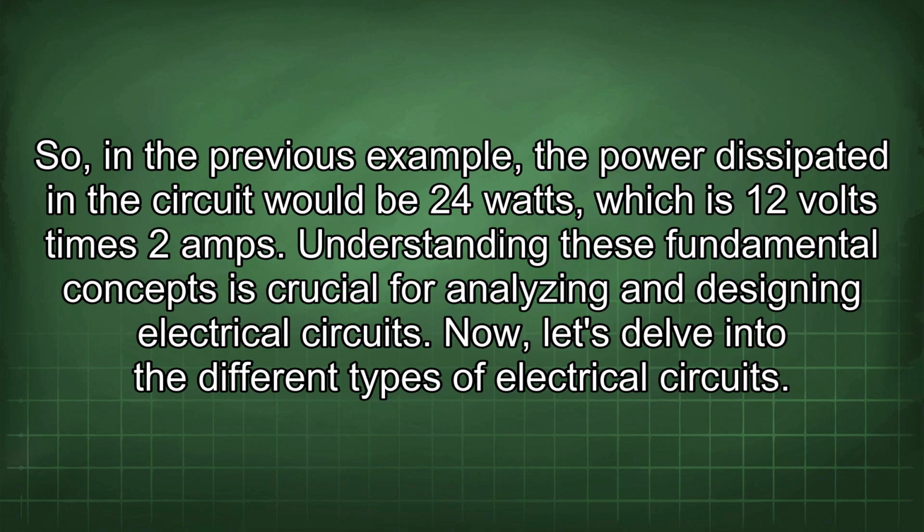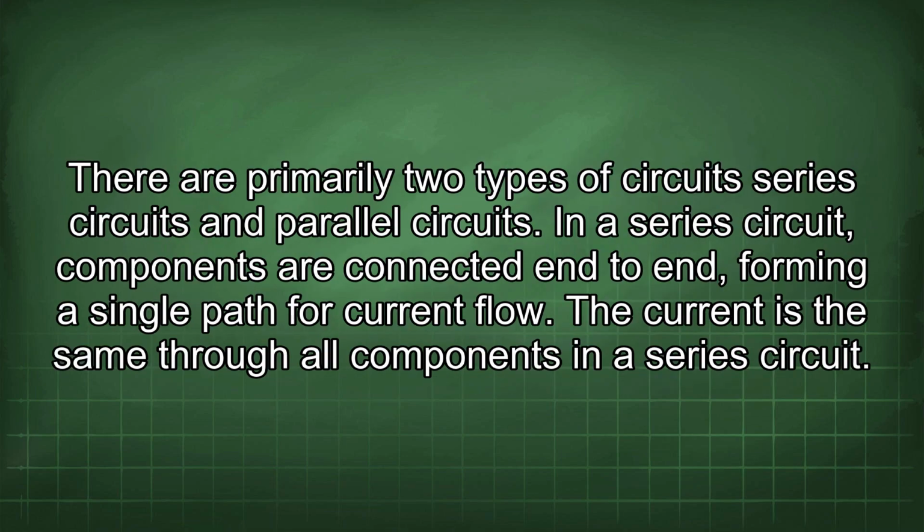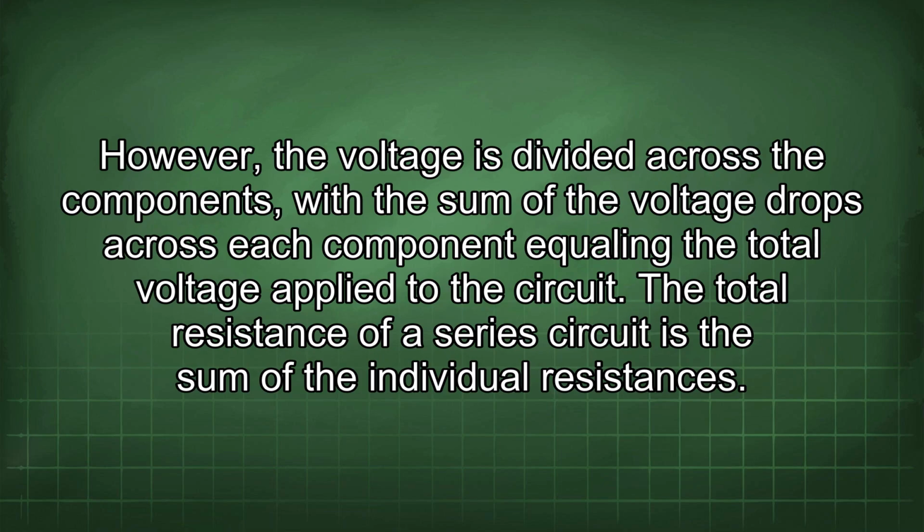Now let's delve into the different types of electrical circuits. There are primarily two types of circuits: series circuits and parallel circuits. In a series circuit, components are connected end-to-end, forming a single path for current flow. The current is the same through all components in a series circuit. However, the voltage is divided across the components, with the sum of the voltage drops across each component equaling the total voltage applied to the circuit.